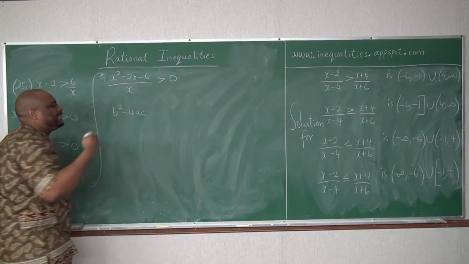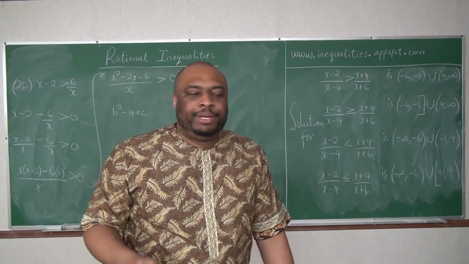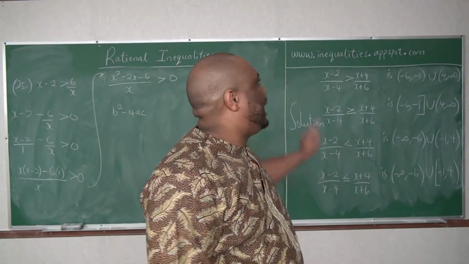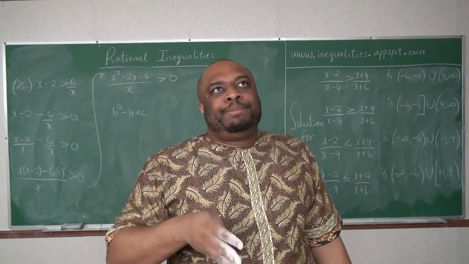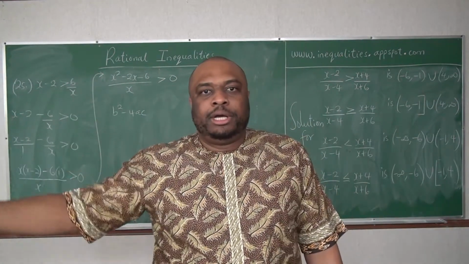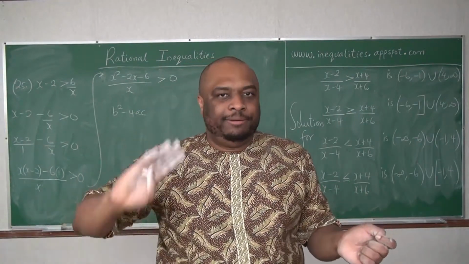But let's see first, the discriminant is b squared minus 4ac. If it is a perfect square, then you can solve it by factoring. If you go to the website expressions-equations.appspot.com, I explained it very well there. It has the notes and the videos.